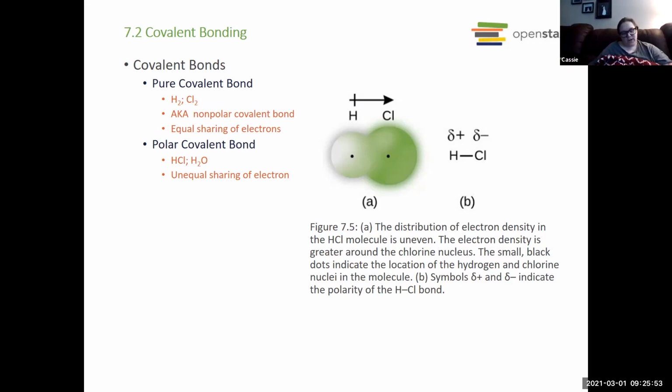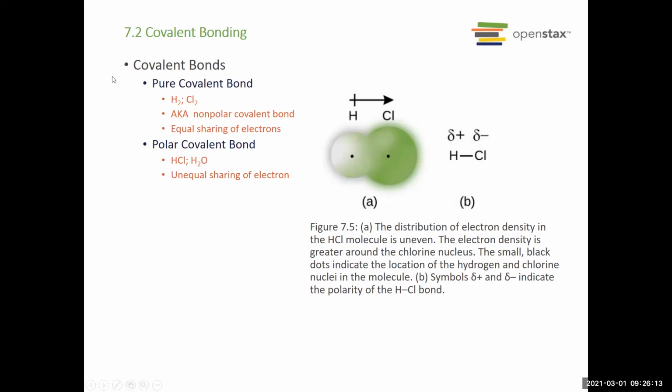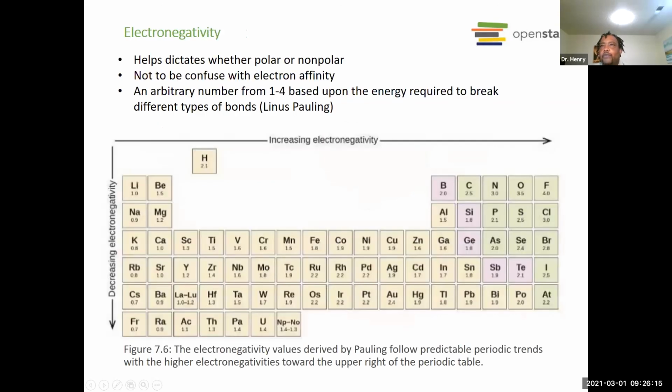It's the uneven sharing. So that would be an example of polar, right? Polar meaning uneven, bipolar, so one is getting it more than the other. Okay. Are you guys good with this so far? Yeah. And we've talked about it. This is all kind of recaps.